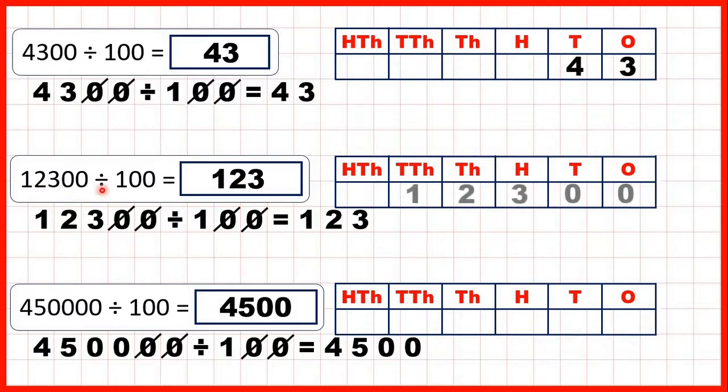So for this question, we had 12,300 divided by 100. So to divide by 100, we can move the digits 2 squares across, and that gives us our answer, 123. And for this last question, we had 450,000. To divide by 100, we can move the digits 2 squares across, and that gives us 4,500 as our answer.